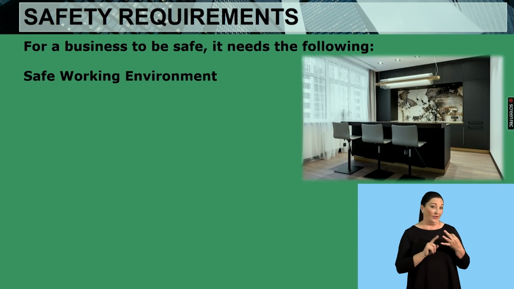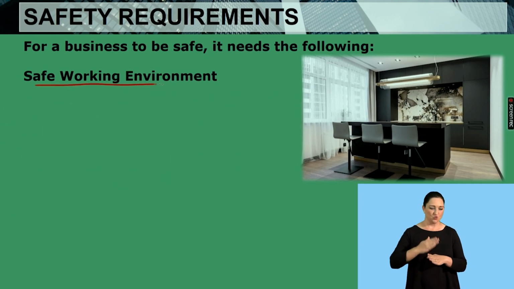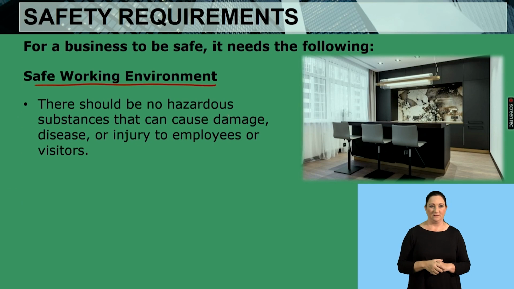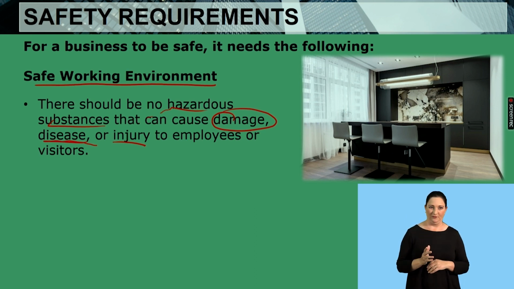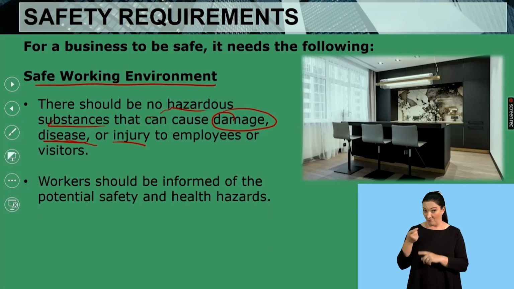The third requirement is having a safe working environment. Here I need to ensure that the workplace in which I am operating is free from any hazards. There should be no hazardous substances that can cause any damage, disease or injury to employees or the visitors visiting the business. In simple terms, the environment in which employees are working should be clean. There shouldn't be any form of pollution that is going to cause ill health to employees.